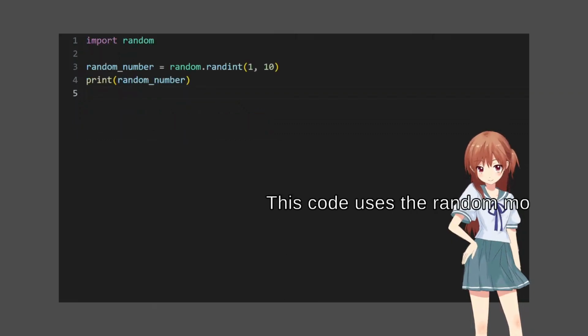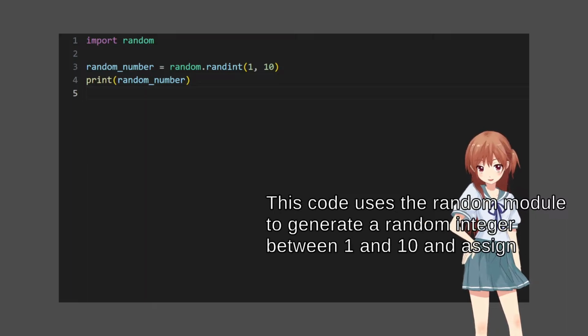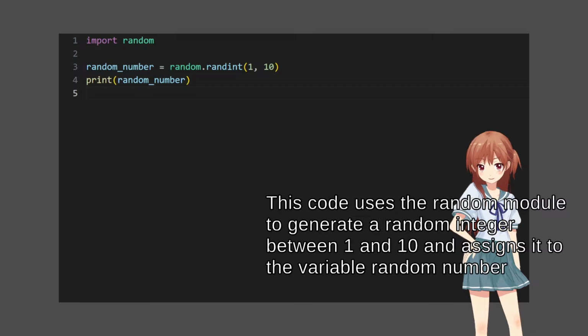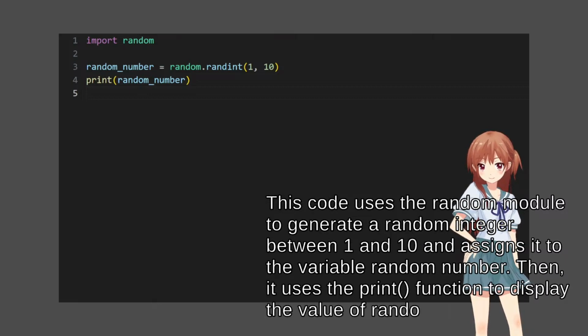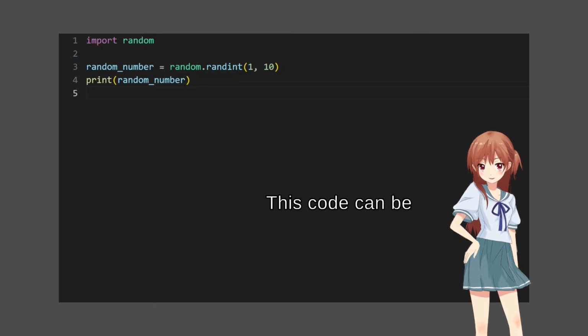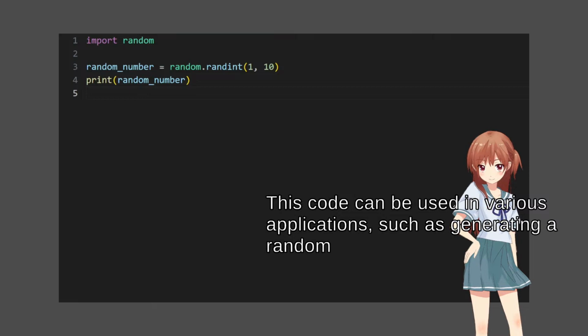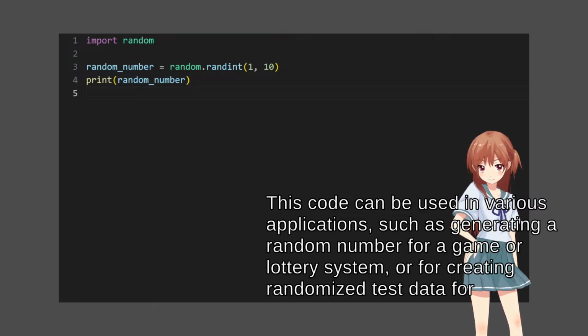This code uses the random module to generate a random integer between 1 and 10 and assigns it to the variable random number. Then, it uses the print function to display the value of random number. This code can be used in various applications, such as generating a random number for a game or lottery system, or for creating randomized test data for software testing.